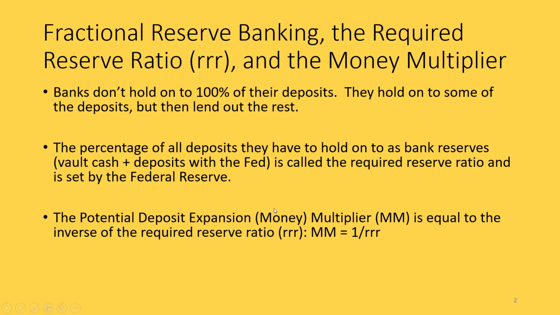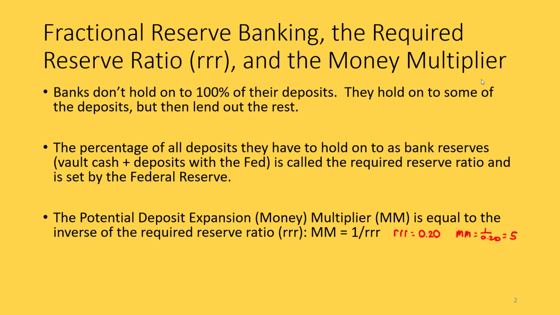Now, the potential deposit expansion multiplier, which is a mouthful to say, so we usually call it the money multiplier, which we abbreviate as MM, is equal to the inverse of the required reserve ratio, which we abbreviate as RRR. So the money multiplier is 1 over the required reserve ratio. If the required reserve ratio is equal to, say, 0.20 or 20%, meaning that the banks have to hold on to 20% of your deposits, then the money multiplier is going to be equal to 1 over 0.20, which is equal to 5.